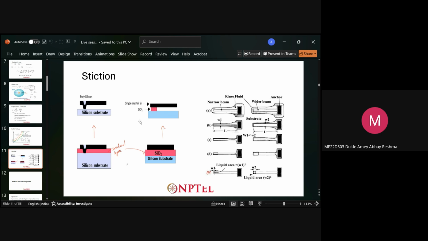So that is something which you need to remember. If the length of the beam is too high, then the chances of stiction will be higher. So that is something which you need to know. You won't be asked any numerical on it. This is just for your information.